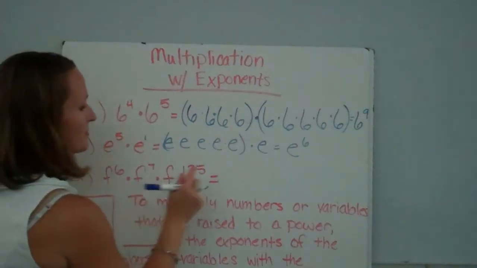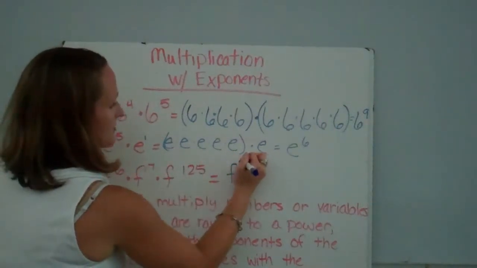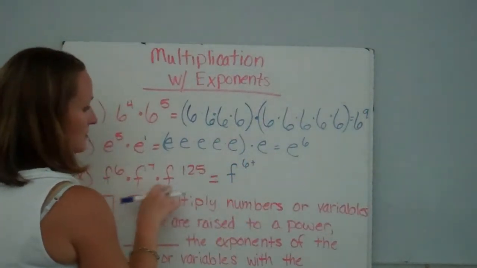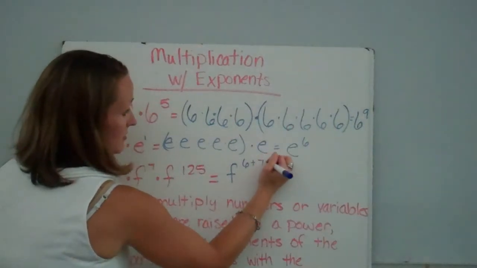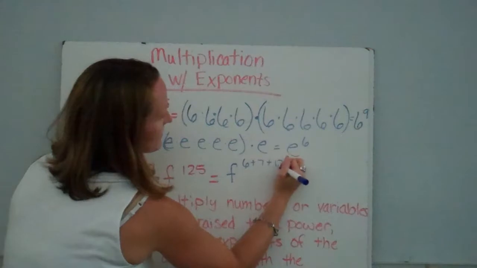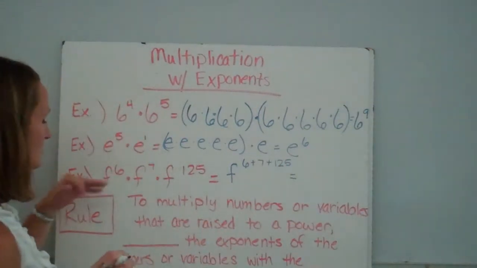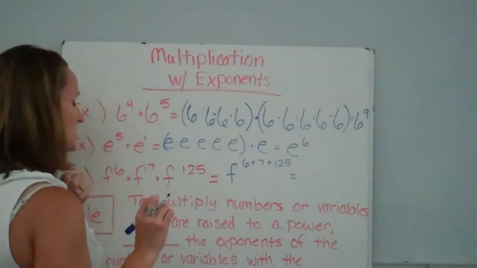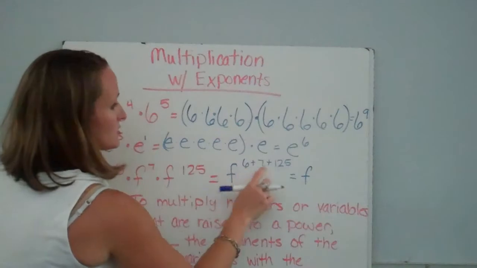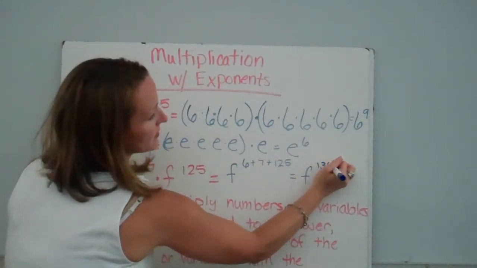So watch what's going to happen here. I have f to the 6th times f to the 7th times f to the 125th. My answer, when I multiply f to the 6th times f to the 7th times f to the 125th, is f to the 138.